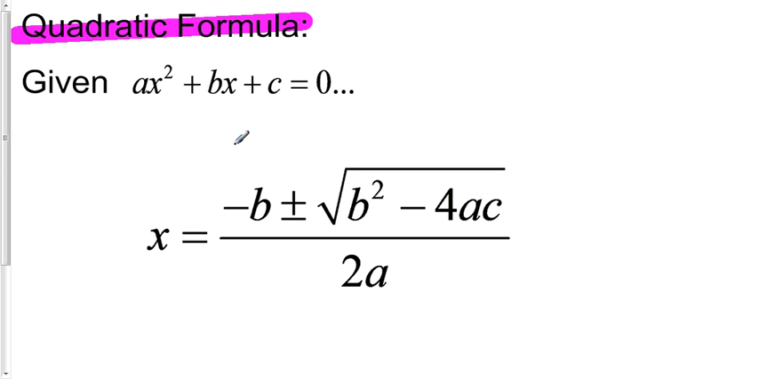So here it is. If you have an equation in standard form, ax squared plus bx plus c equal to 0, the solutions are x equals negative b plus or minus the square root of b squared minus 4ac all over 2a. This really gives us two solutions because of the plus and minus sign. The positive sign in the middle will give you one solution, and the minus sign will give you another.